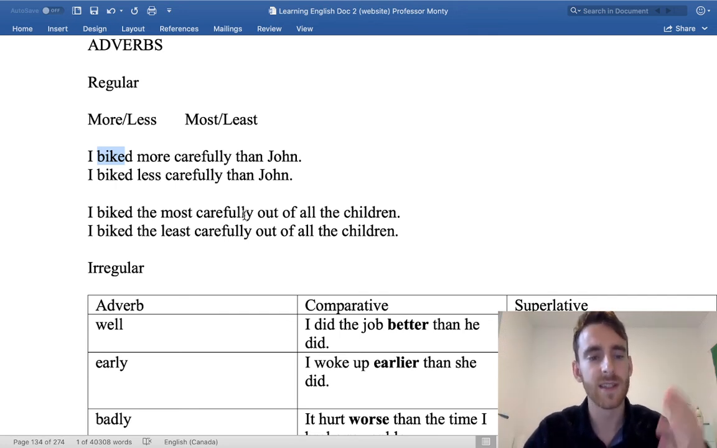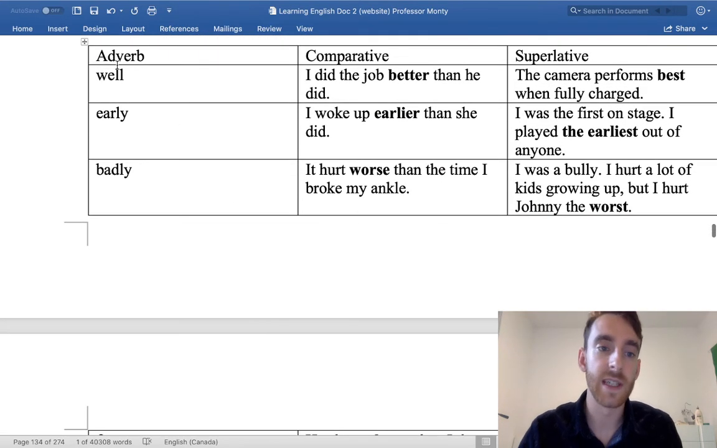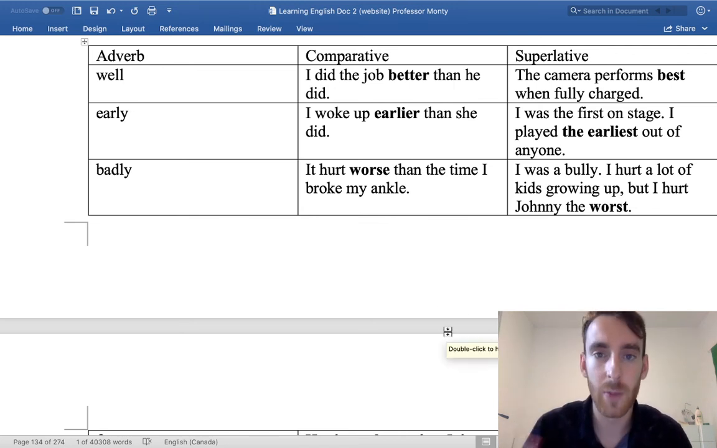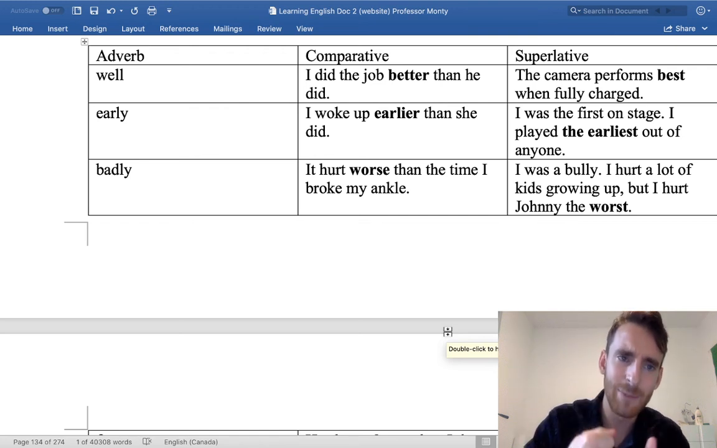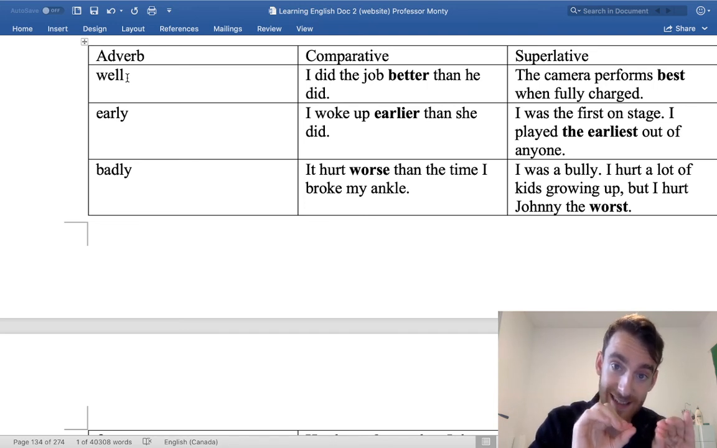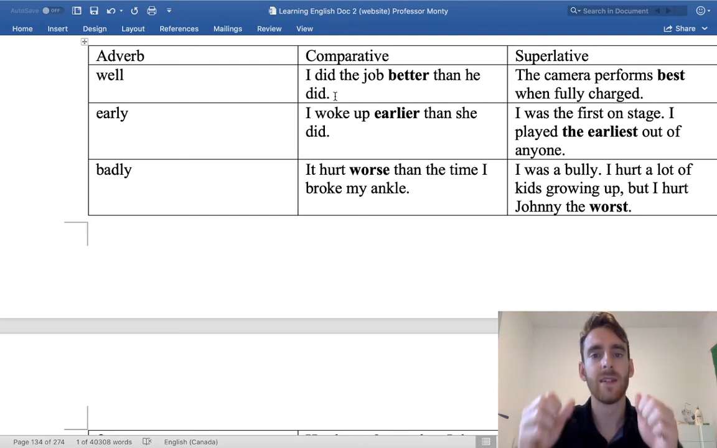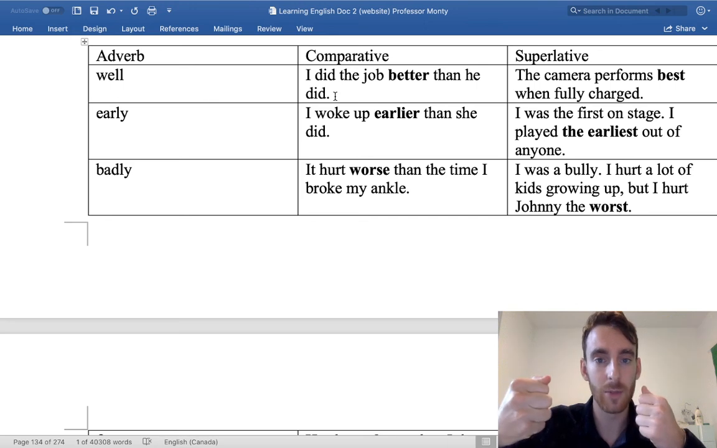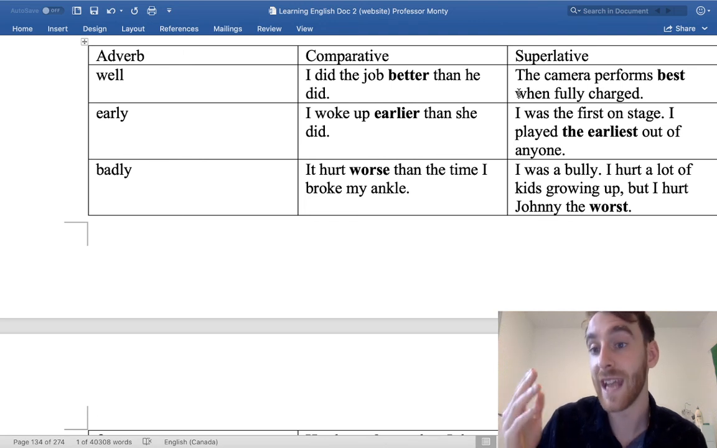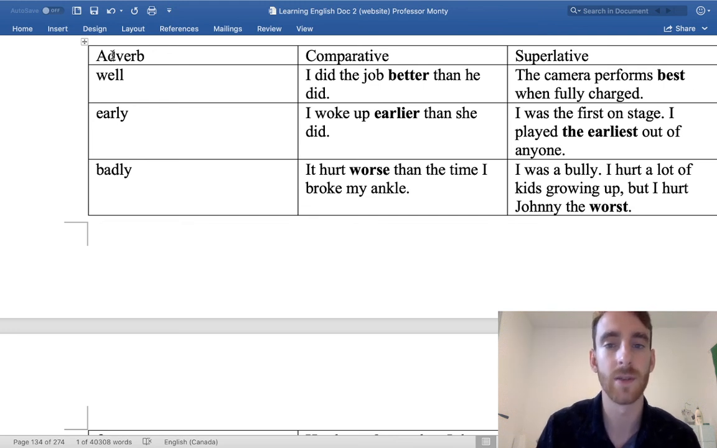Now there are some irregular adverbs, however. Taking a look here, for example, well. I did the job well. That means that you did a good job, right? I'm describing how I did the job, I'm describing the did. If you want to compare two people who did maybe the same job, I can say I did the job better than he did. Or the superlative, the camera performs best when fully charged. So best is the superlative for well.